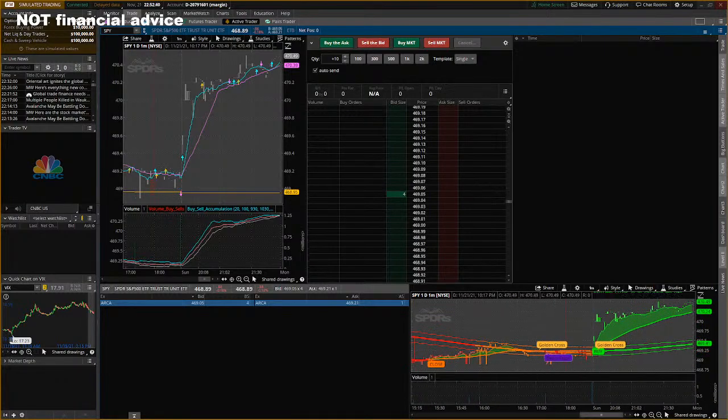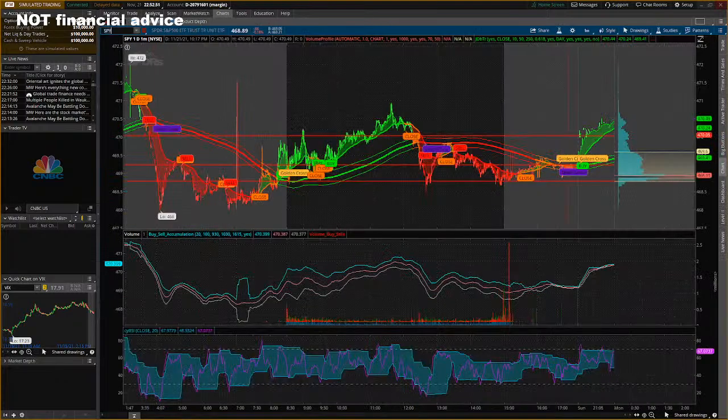Obviously, always back any indicator, any data you have with your due diligence. Don't just go into any trade blindly ever. Obviously, this isn't financial advice and shouldn't be taken as any.